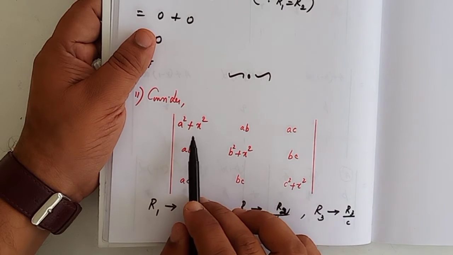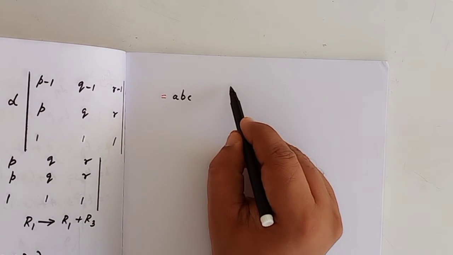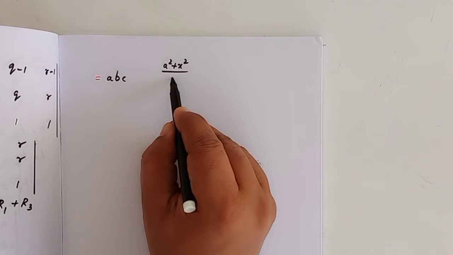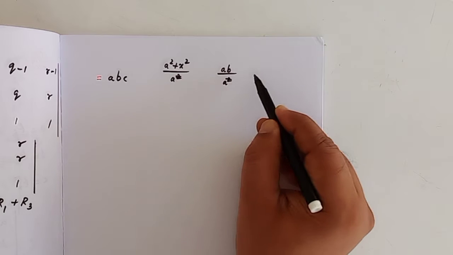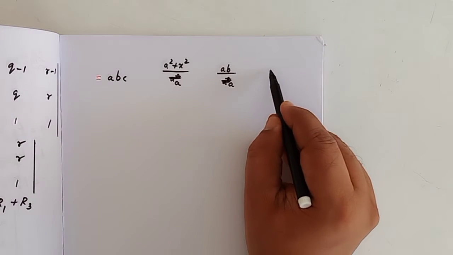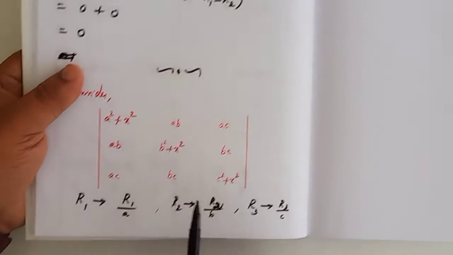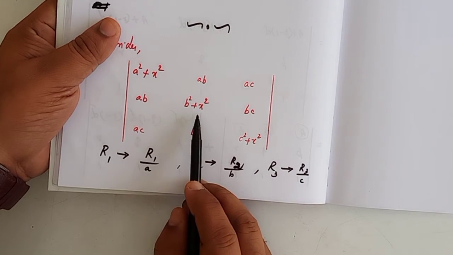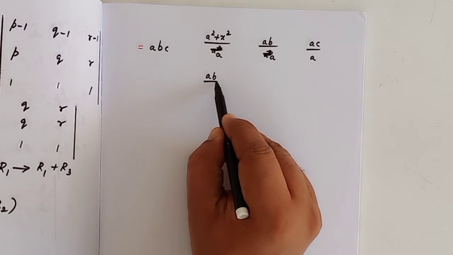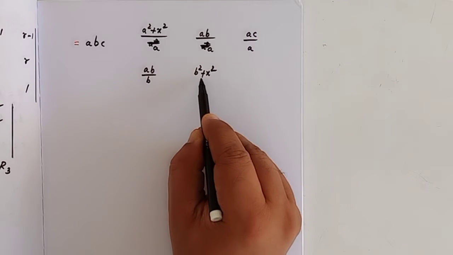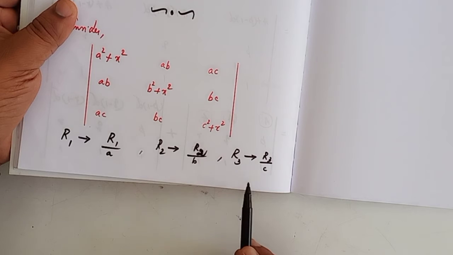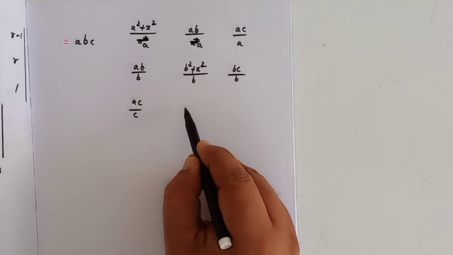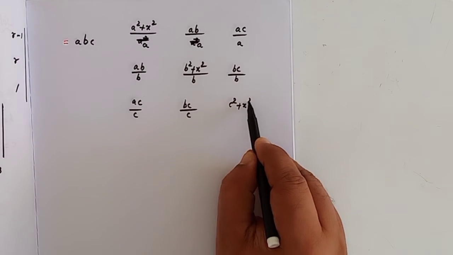If we divide A square plus x square by A, AB by A, AC by A. Now, second row to be divided by B: AB by B, B square plus x square by B, BC by B. Finally, each and every element of R3 to be divided by C: AC by C, BC by C, C square plus x square by C.